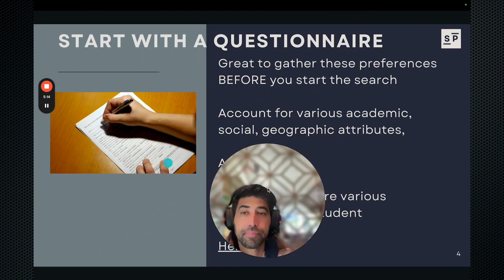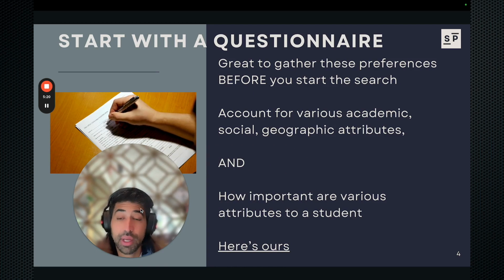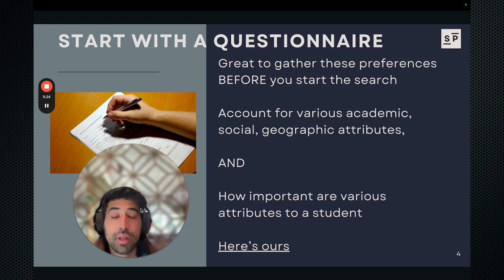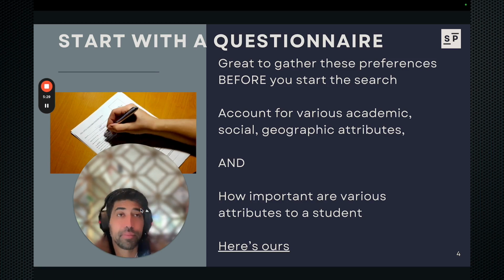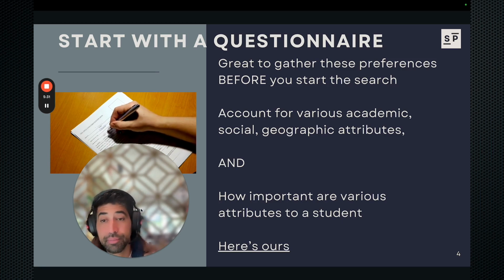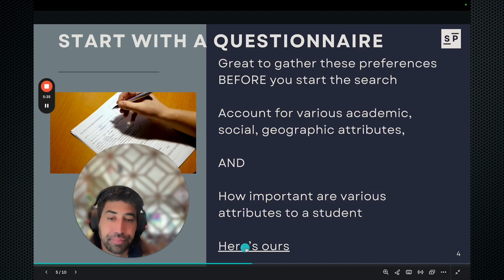next piece. We say start with a questionnaire. Account for various academic, social, and geographic attributes, and also align how important these attributes are to your student. What we like to do is get this ahead of time, otherwise your preferences might change and you might get swayed. So this is what I mean by this. Here's ours.